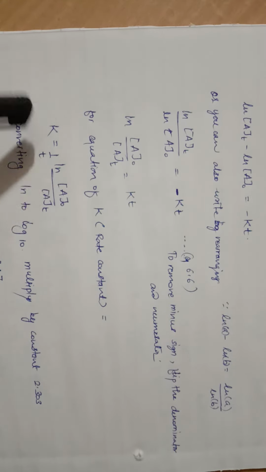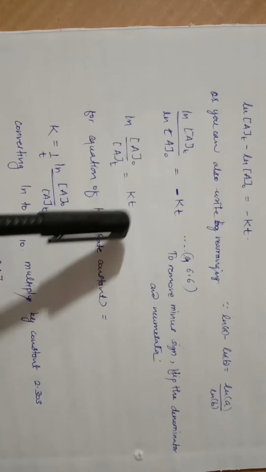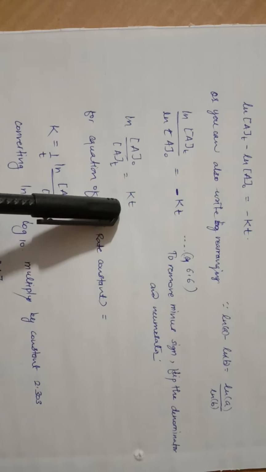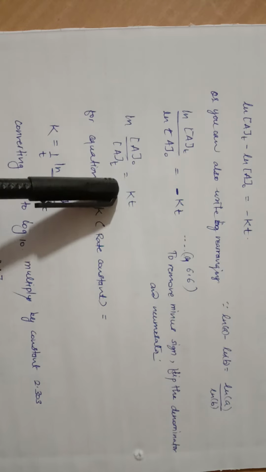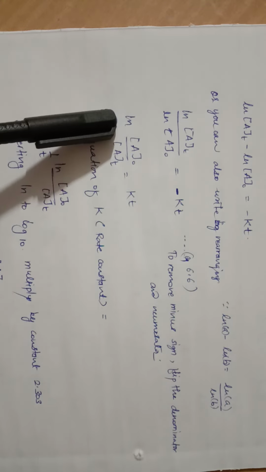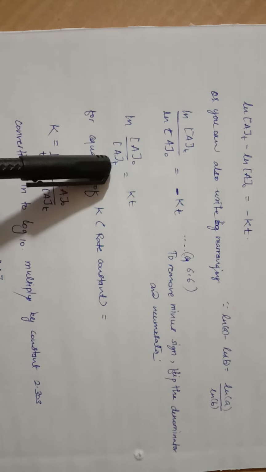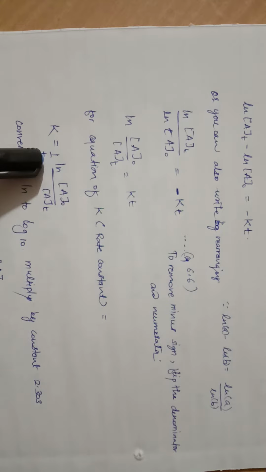Now we have to find a rate constant, right? Rate constant for first order reaction. So for the equation of k, that is rate constant, just rearrange this equation. This t on multiplication will go in the denominator on this side, right? We have to just find k, so t will go in the denominator. So k is equal to ln of A_0 upon A_t as it is, and this t will be in the denominator, 1 by t.